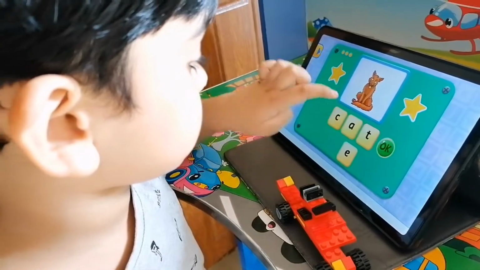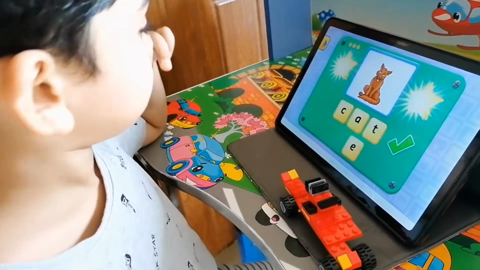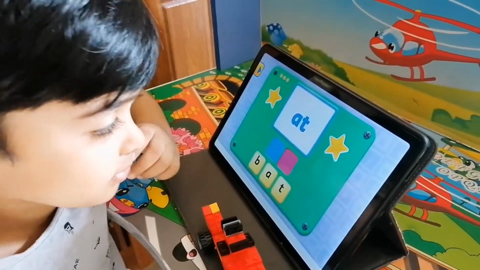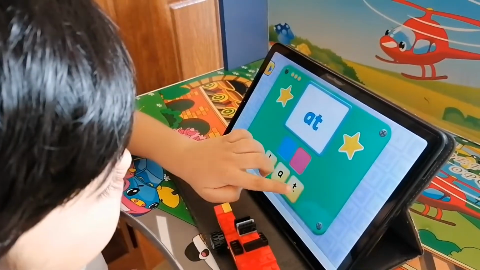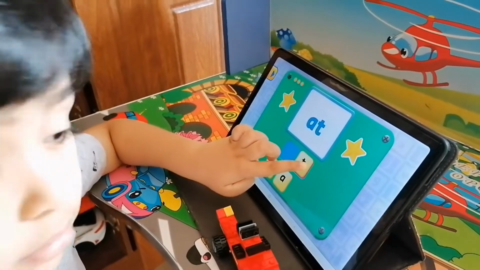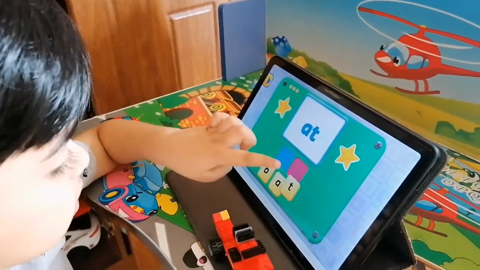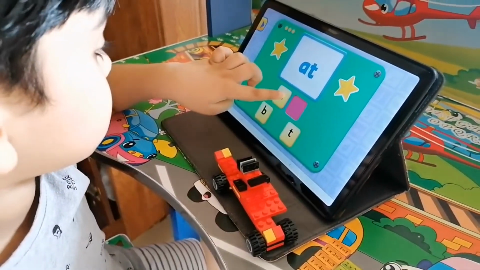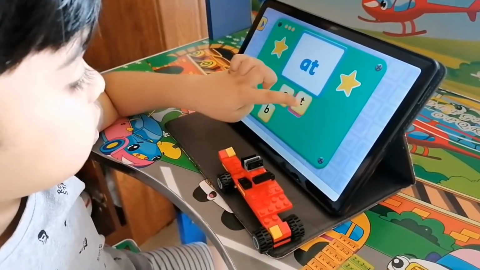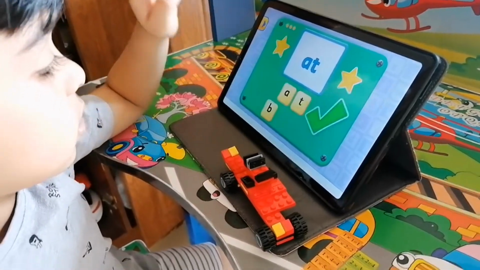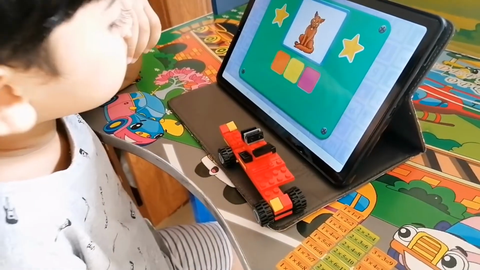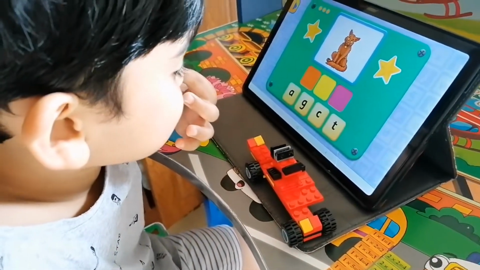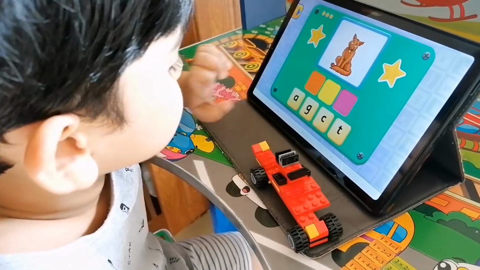What's that? Ka. Make the word at. What the word is that? At. What's that? Make the word cat. Cat.